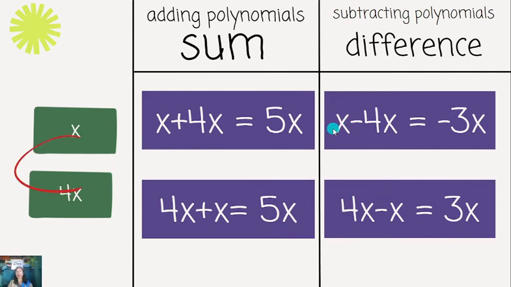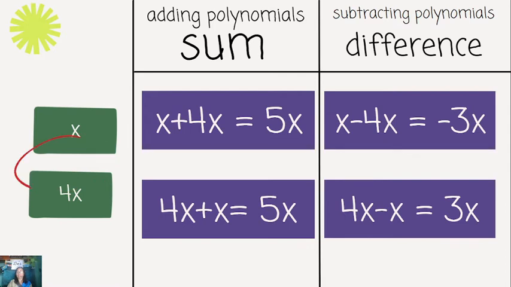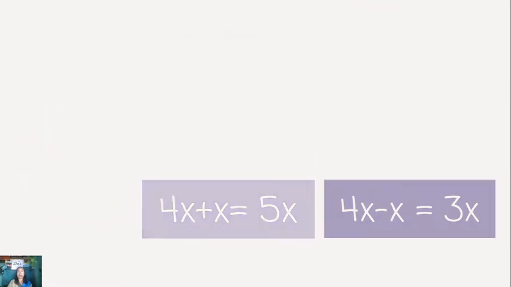In here, 1 minus 4 is negative 3, and then copy the common literal coefficient. 4x minus 1x becomes 3x, so 4 minus 1 is 3. That's how you are going to add or subtract polynomials.